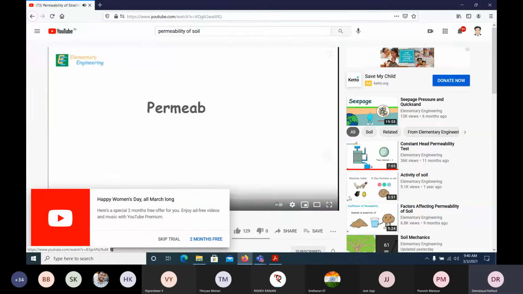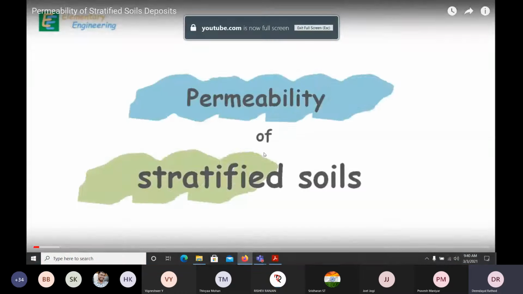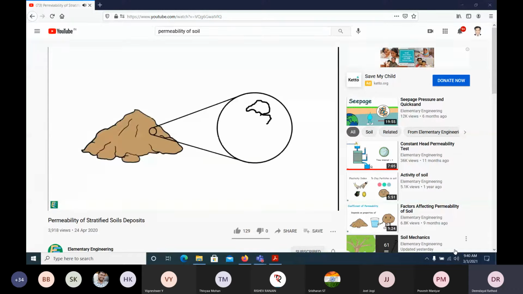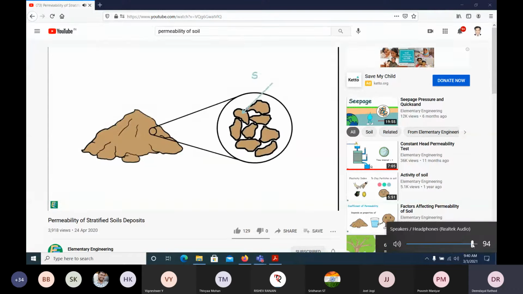See this video. This video shows very clearly the permeability of stratified soil. How would it be measured? A soil mass is composed of small solid particles, which we call the soil grains.